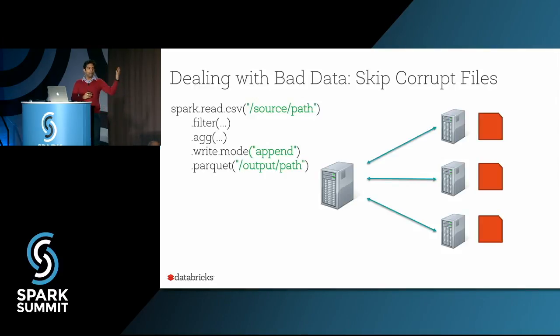So let's go back to the original query we had. You can write these ETL queries. A simple example of this can be as follows. Here, Spark is trying to read some CSV data, trying to do some filter or aggregates on the underlying data, and then it's trying to write it as Parquet.